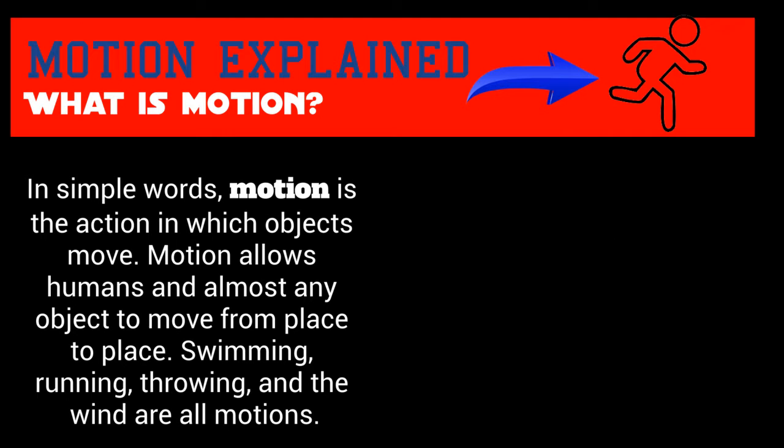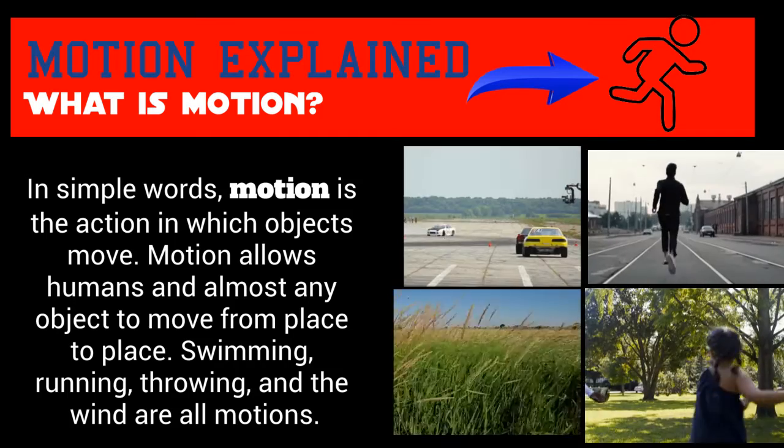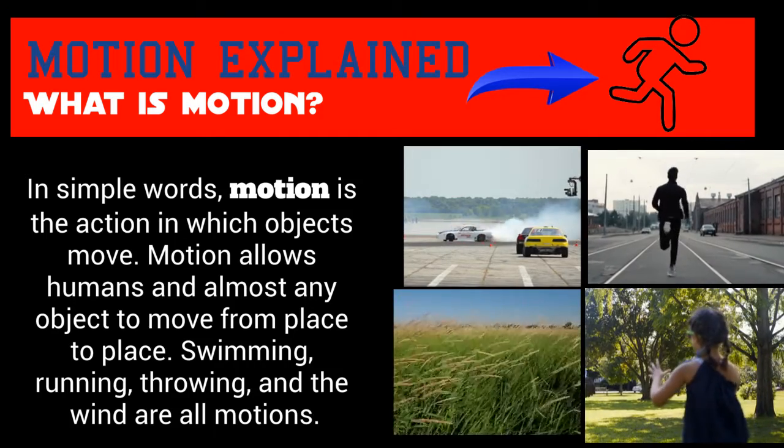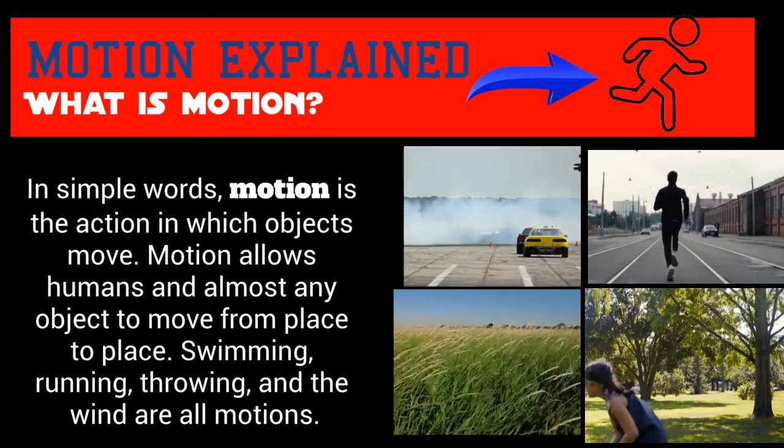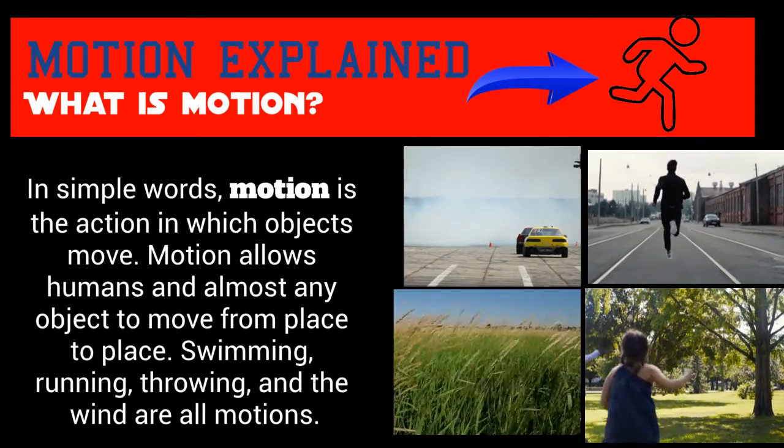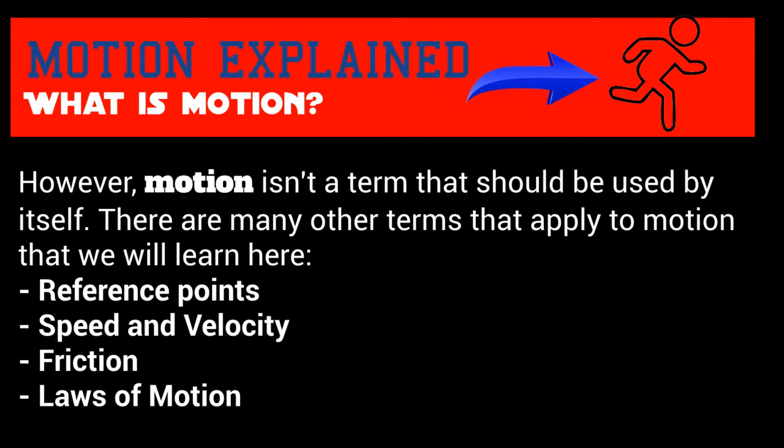In simple words, motion is the action in which objects move. Motion allows humans and almost any object to move from place to place. Swimming, running, throwing, and wind are all examples of motions. However, motion isn't a term that should be used by itself. There are many other terms that apply to motion that we will learn here, like reference points, speed and velocity, friction, and the laws of motion.